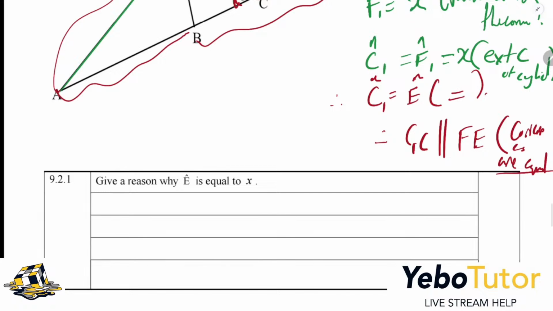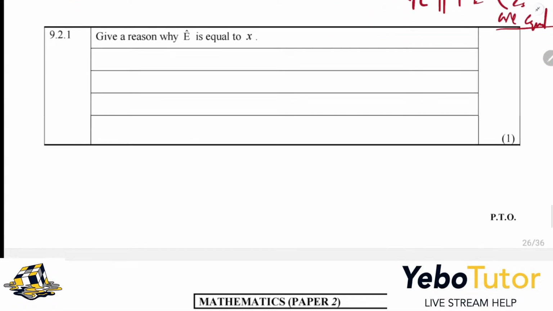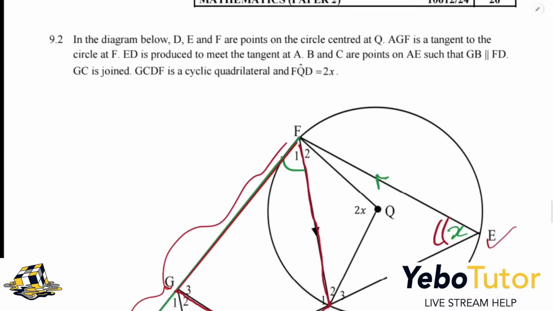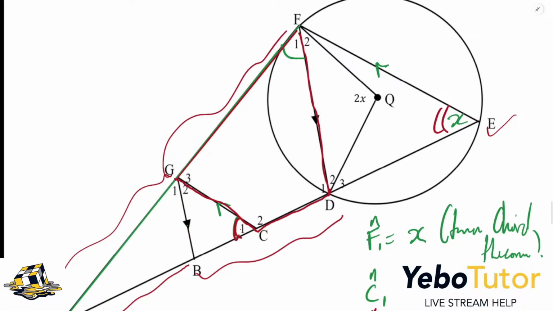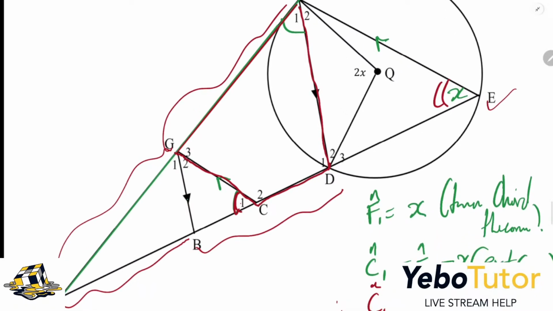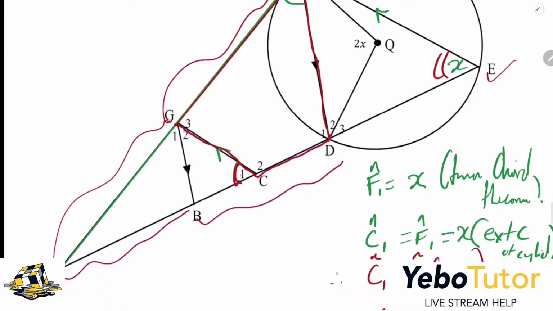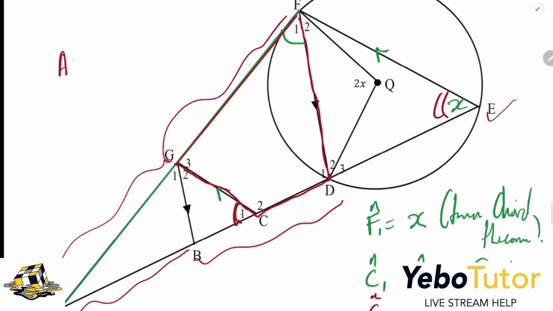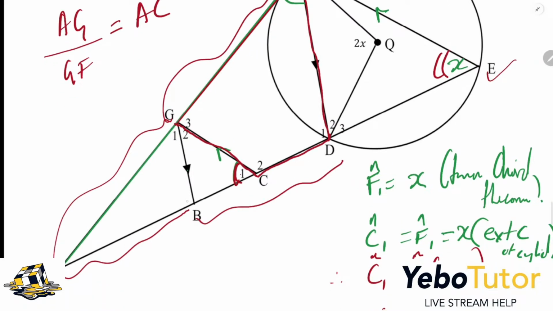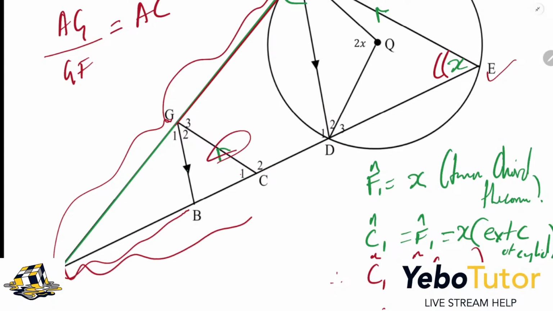And of course we can see that something is very important also. If we look at that bigger triangle, we also proved that this is parallel to that as well. So we can see that this AG over GF is also equal to AC over CE, because now we're looking at these new parallel lines which we have proved.